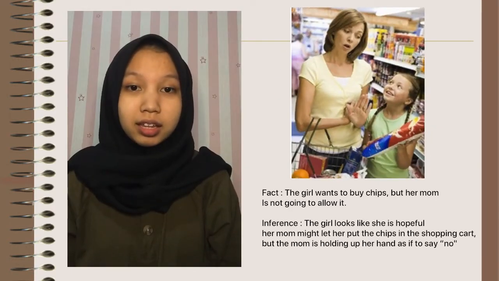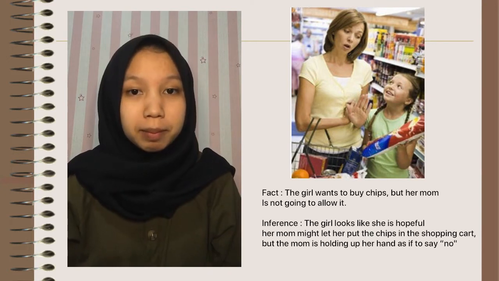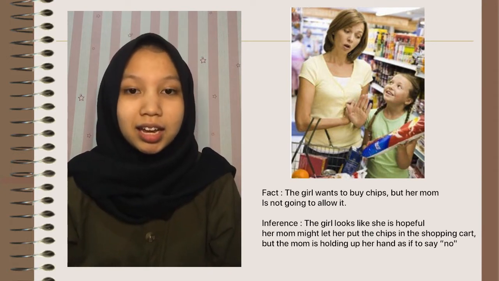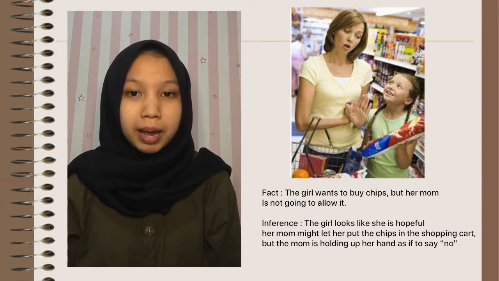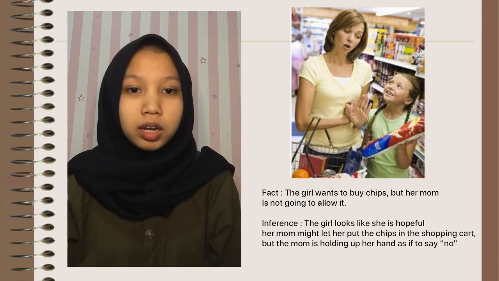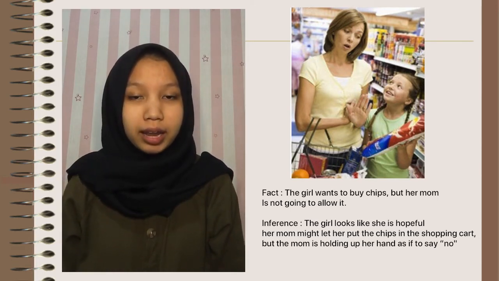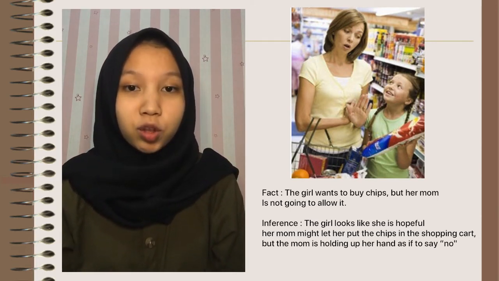Number 2. What do you see in this picture? Fact: The girl wants to buy chips, but her mom is not going to allow it. Inference: The girl looks like she is hopeful her mom might let her put the chips in the shopping cart, but the mom is holding up her hand as if to say no.